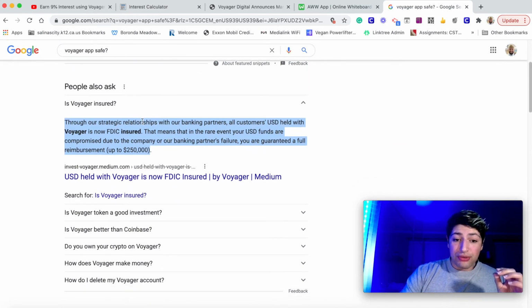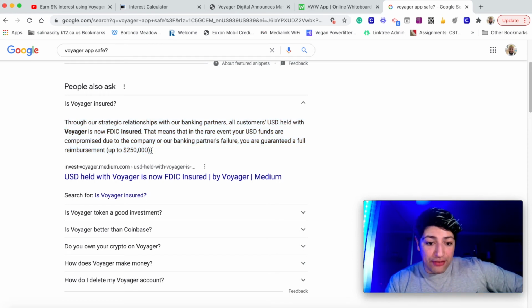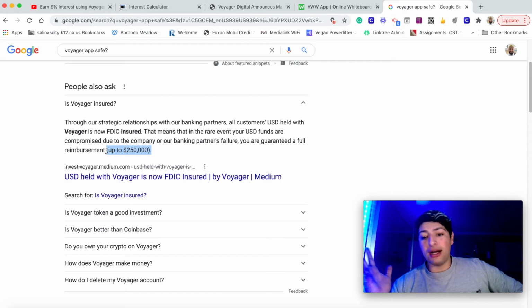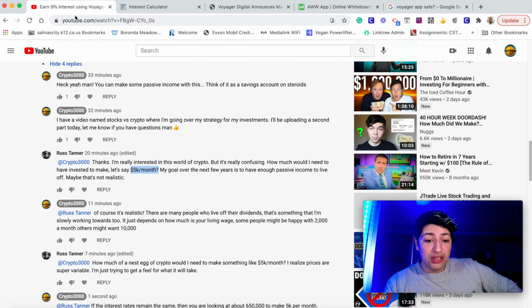Through our strategic relationships with our banking partners, all customer USD held with Voyager is now USDC insured, which is great news, but there is a negative here. If anything happens to them, let's say that they lose some of our money somehow, the rare occasion, they only have up to $250,000 insured per person. So if you have $1 million with Voyager, you're going to have a rough time getting your money back if anything goes bad.